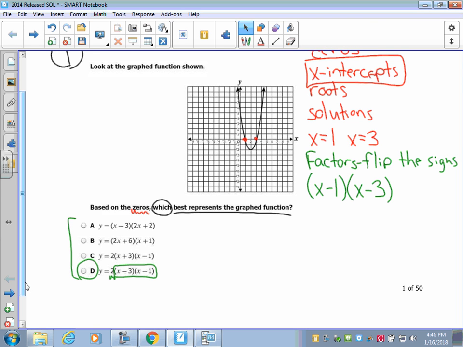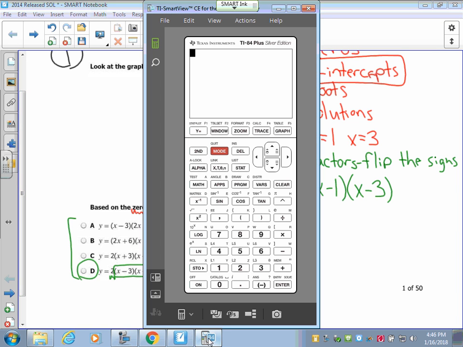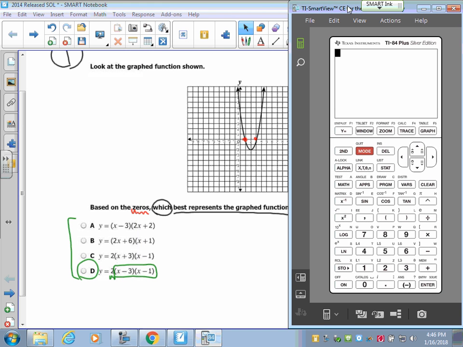If you're still not sure how to do it like this, one other method that we have is we can use our graphing calculators to help us out. If I go to y equals, I can just graph all of these things. So I'm going to graph the one that is the correct answer, which is D. So we have x minus 3 and x minus 1. I went to y equals to bring this up, and I just typed it in. And then whenever I hit graph, I see that this is the right graph. There's my zeros at x equals 1 and x equals 3.